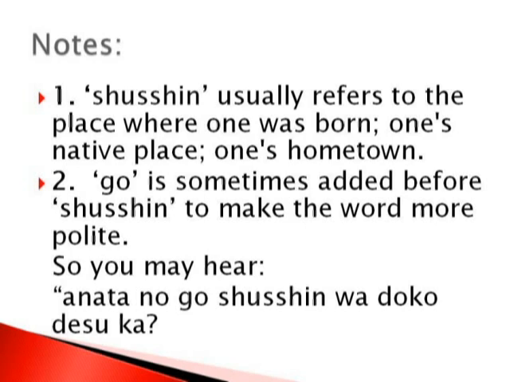Let's go over some notes. 1. Shusshin usually refers to the place where one was born, one's native place. In other words, one's hometown. 2. Go is sometimes added before shusshin to make the word more polite. So you may hear, あなたのご出身はどこですか?